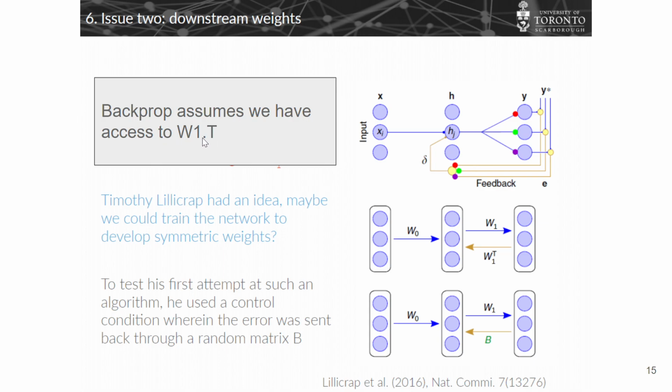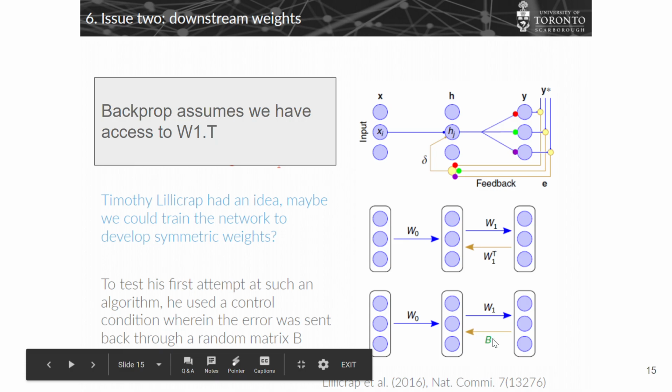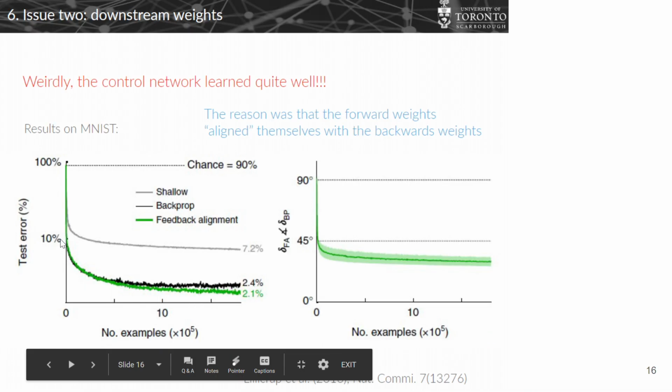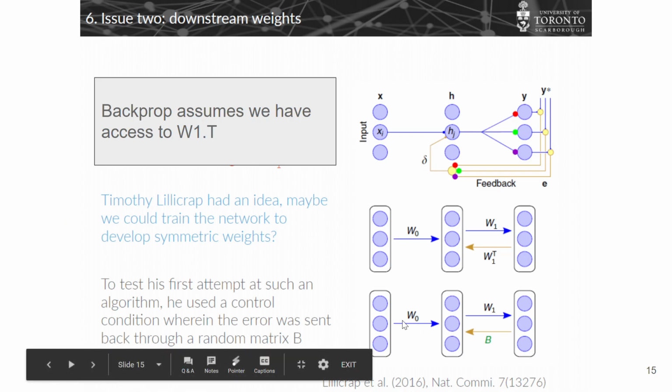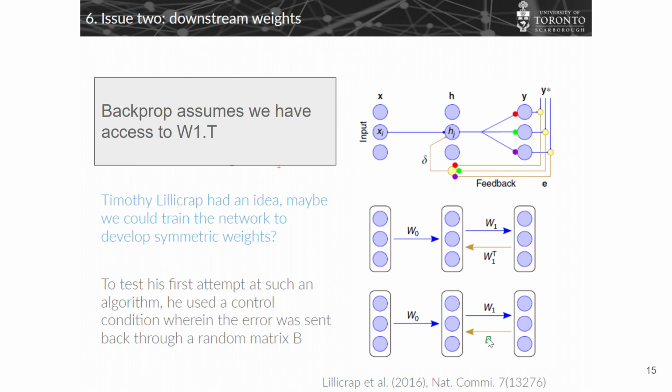So backprop assumes that we have access to W1 transpose, and Timothy Lillicrap at DeepMind had an idea: is there a way to figure out or learn these W1 transpose weights? He was running a control case for it where he fed back random weights, and he was trying to see how the control case would perform. And it turns out that surprisingly, the control case was already performing quite well. The reason is that the weights W naught realign themselves based on this B so that the net gradient is effectively pointed in the right direction.